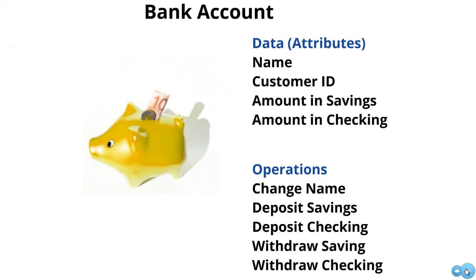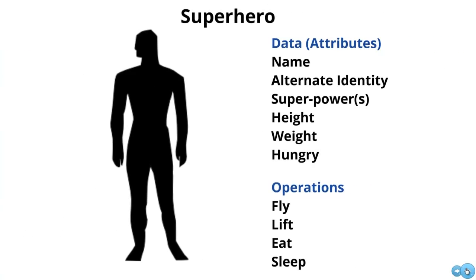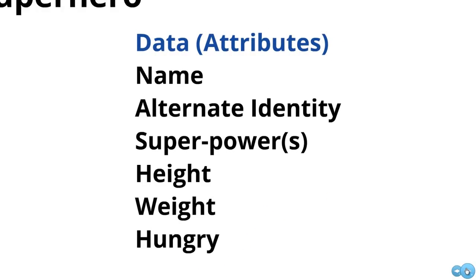Let's look at one more example, and that's the idea of superheroes. When we think about a superhero, we could also model a superhero in terms of its data and its operations. In terms of its data, we could think of the name of the superhero. So Batman, Superman, Spider-Man, Hulk, Green Lantern, Iron Man, it doesn't matter, whatever the name may be. Alternate identity, so Bruce Wayne, Clark Kent, Bruce Banner, whatever the alternate or secret identity may be. In some cases, their identities aren't so secret.